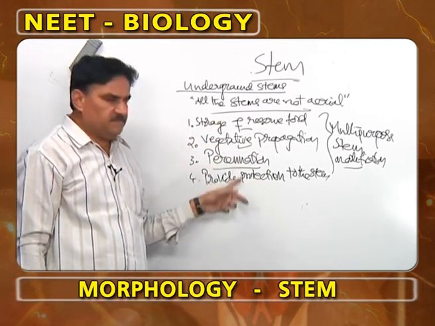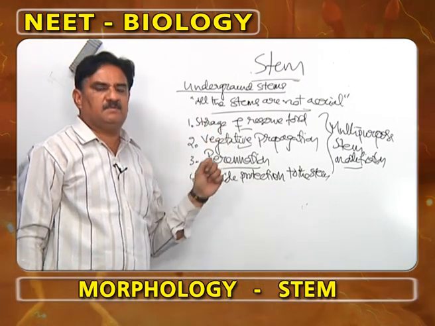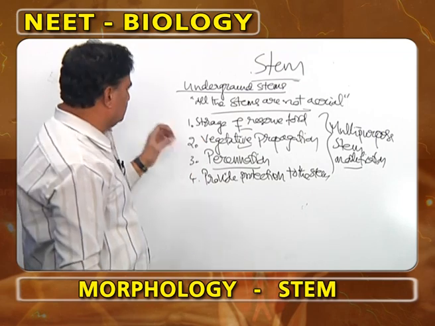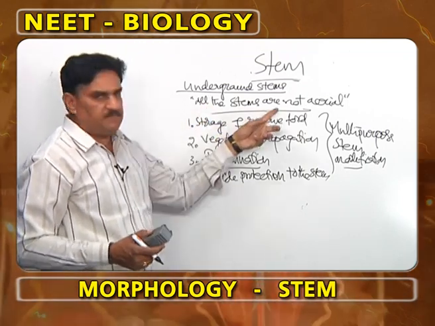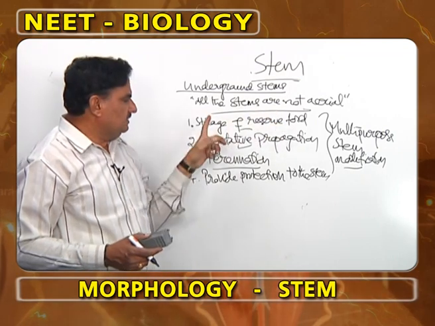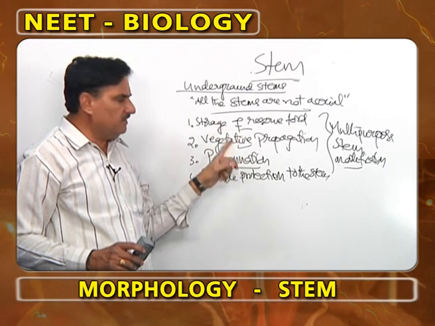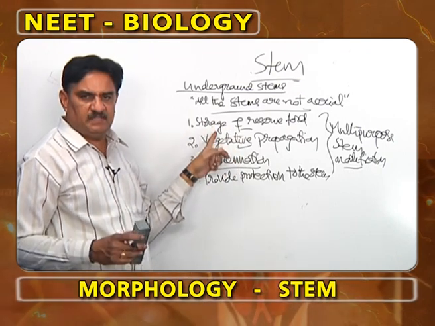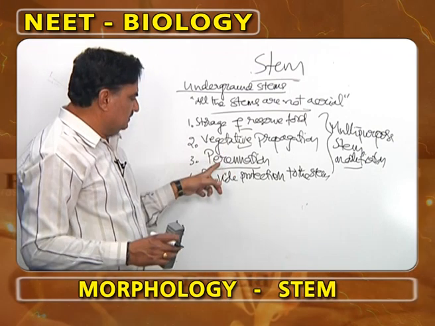So, these many functions performed by one modification, that is why underground stems are popularly called multi-purpose stem modifications. So, what are underground stems? These prove that all these stems are not aerial. These very popularly perform different functions. That means one modification performs different functions. One is storage of reserve food, second is vegetative propagation, third is perennation.